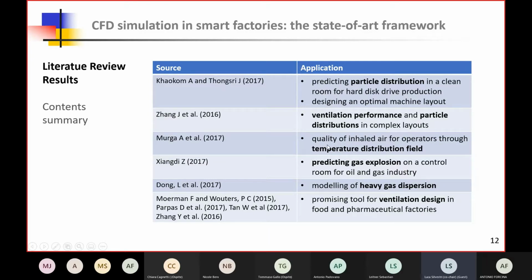CFD can also be used for studying the quality of inhaled air for operators through the temperature distribution field, for example, or for predicting gas explosion in a control room for the oil and gas industry. It's possible also to model heavy gas dispersion, and several authors agree that CFD is a promising tool for ventilation design in two specific sectors that are the food and the pharmaceutical one.